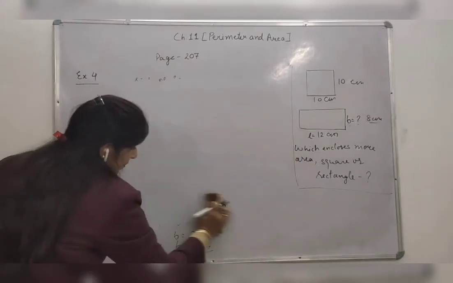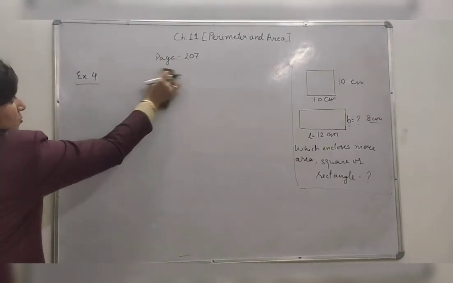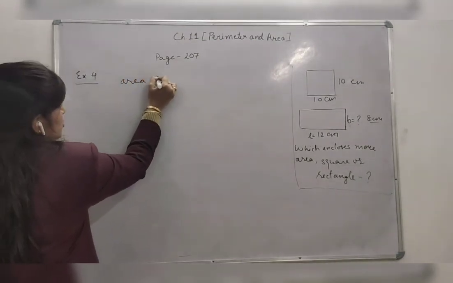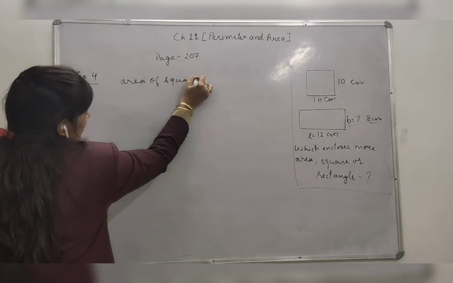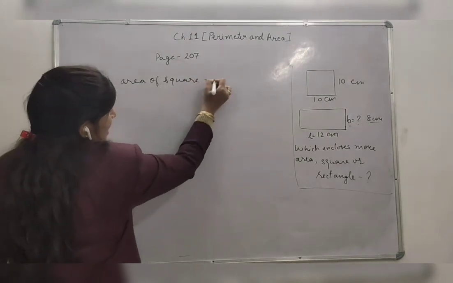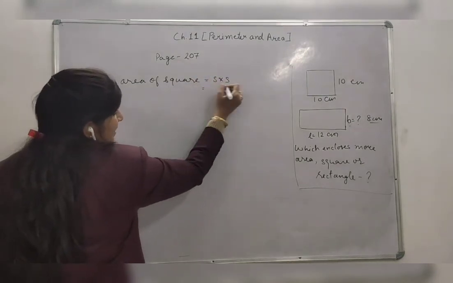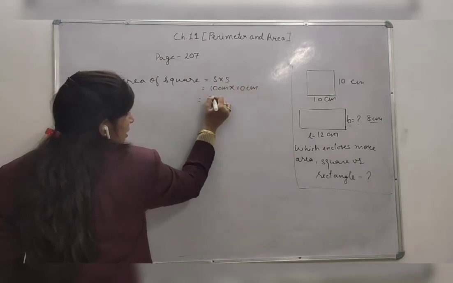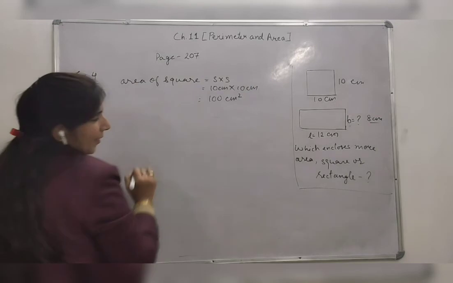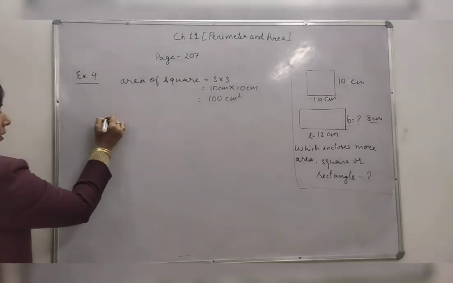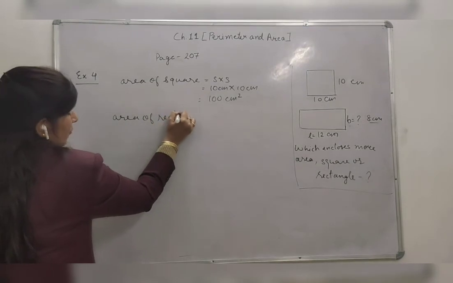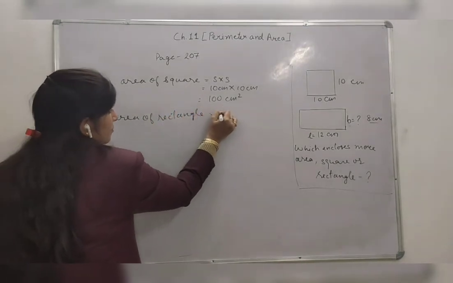Now for the second part, what we need to do in this question? We need to find out the area. So area of square first I am finding out is side into side. And side is given 10 centimeter. So 10 centimeter into 10 centimeter equals 100 centimeter square. And now area of rectangle. What is the formula? Length into breadth.